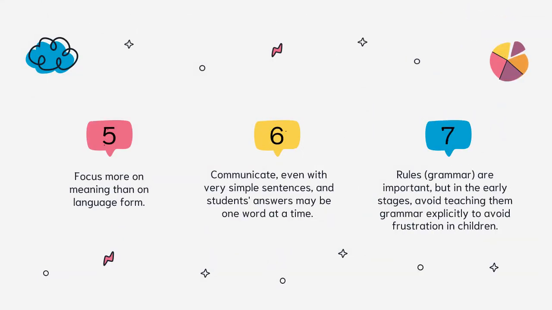Five, focus more on meaning than on language form. Six, communicate, even with very simple sentences, and a student may answer one word at a time. Seven, rules or grammar are important, but in the early stage, avoid teaching grammar explicitly to avoid frustration in children.